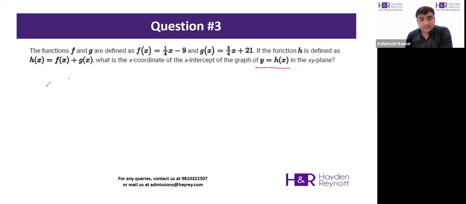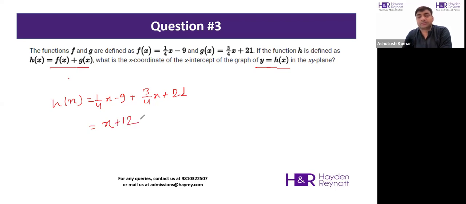In this case, we can see hx is equal to fx plus gx, right? So we have to write down that hx is equal to 1 by 4 x minus 9 plus 3 by 4 x plus 21. Now, if we add both of them, 1 by 4 plus 3 by 4, that is going to be x only, minus 9 plus 21 will be equal to plus 12. Right? Now you have your function as hx is equal to x plus 12, or it can be written as y is equal to x plus 12.